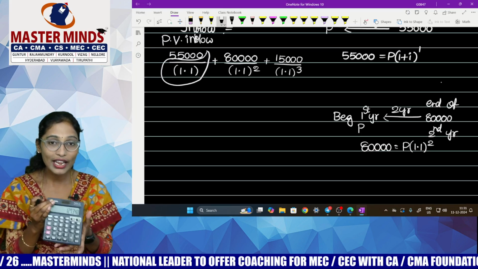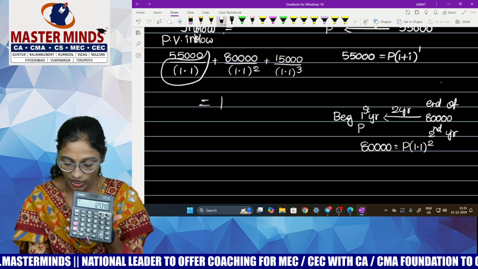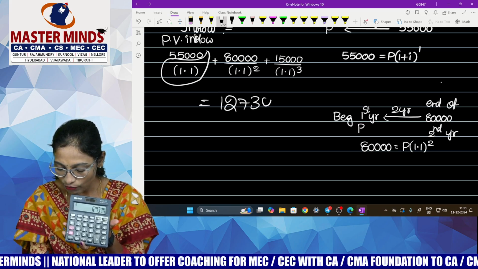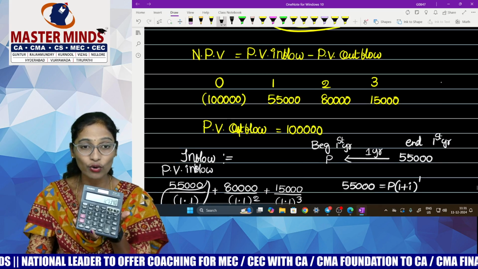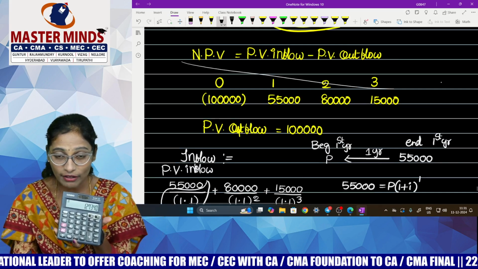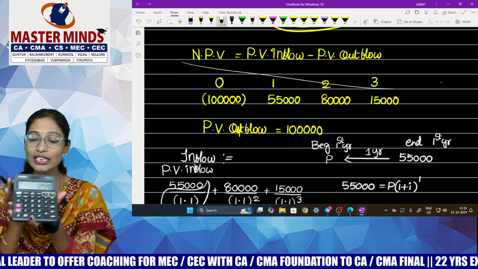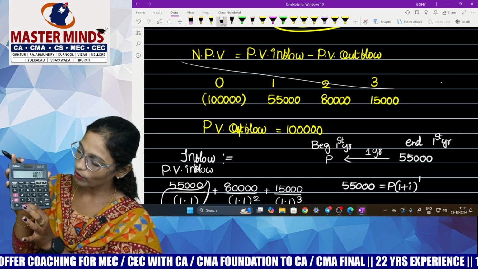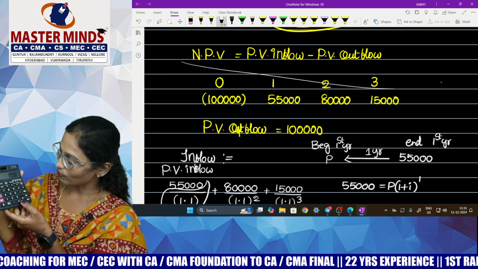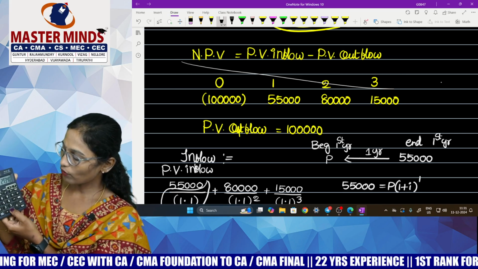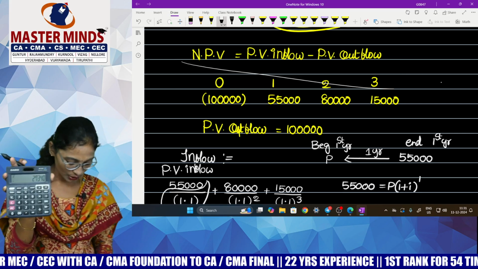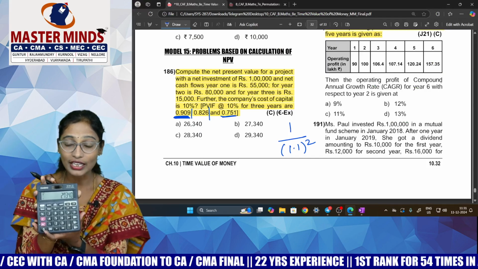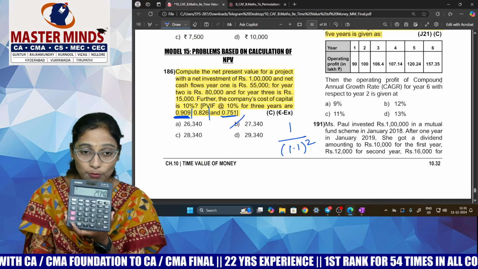Who is 1,27,340? 1,27,340 is the present value of inflow. But what is the formula for NPV? Present value of inflow minus present value of outflow. Your inflow is 1,27,340 minus outflow is 1 lakh. So inflow minus outflow is how much? 27,340, and that has been available with option B.